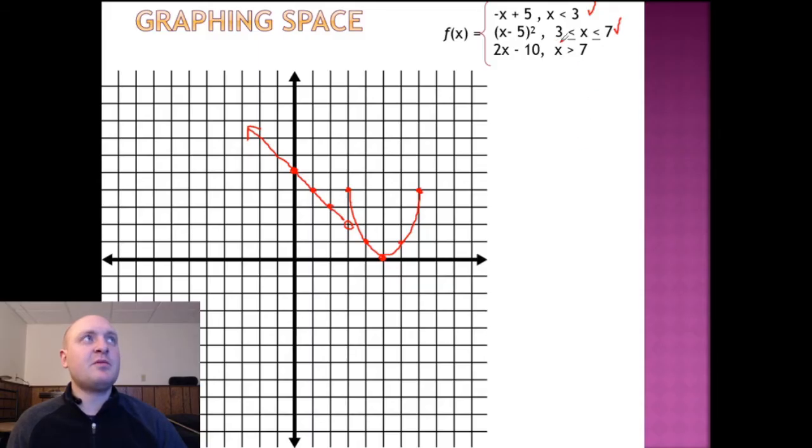Finally, what happens when we plug in anything more than 7? Well, let's try it. Say I just put in 8. It's a pretty safe choice. I'll be able to see what happens when I plug in 8 here. So 16 minus 10 is 6. So I can place a point at 8, 6.